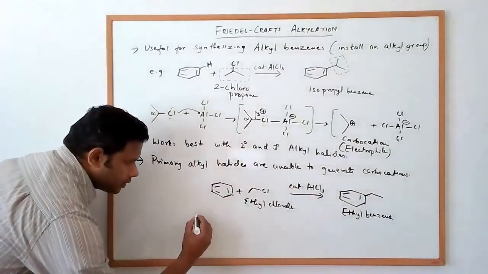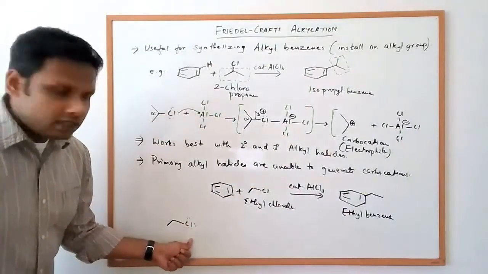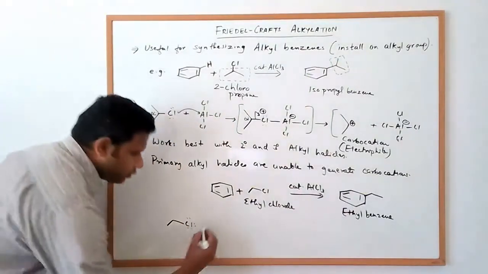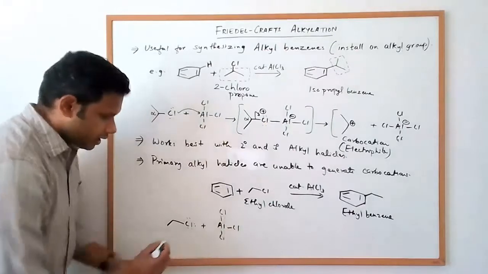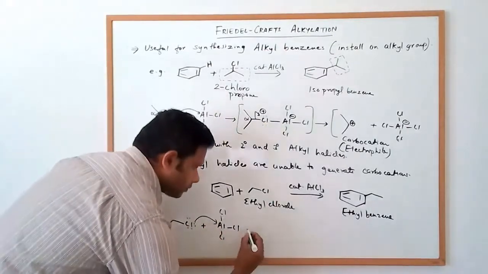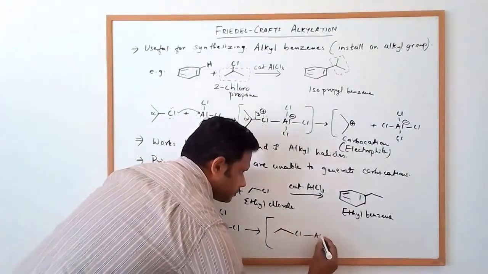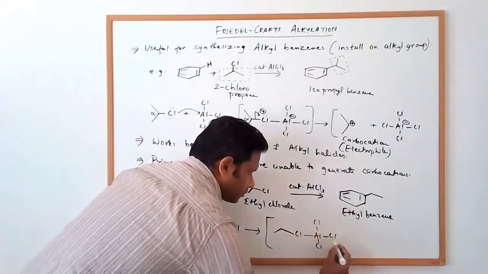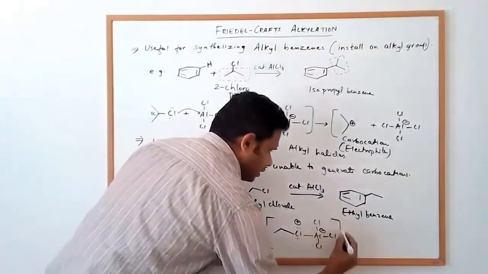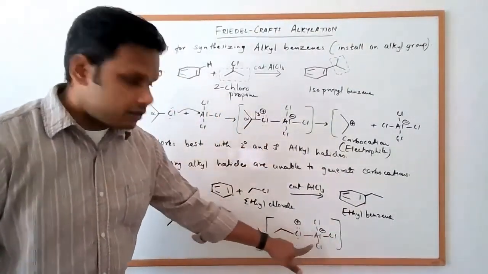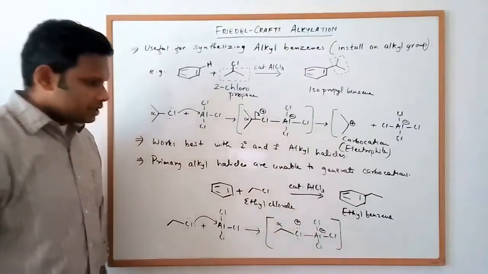For such examples where a primary alkyl halide can still give us an alkylation, it is believed that the intermediate that is formed looks something like this. So you have the alkyl halide, very similar to what we had before. This interacts with the aluminum trichloride, the catalyst. So the chlorine can attack this, and it gives us the intermediate where the chlorine has a formal positive charge and the aluminum has a negative charge. Very similar to the intermediate that we made here. And notice this carbon here is the alpha carbon.